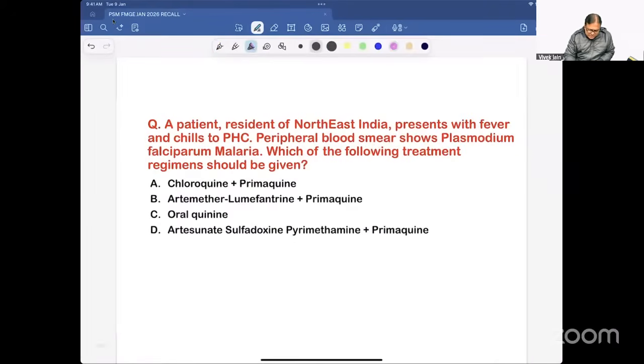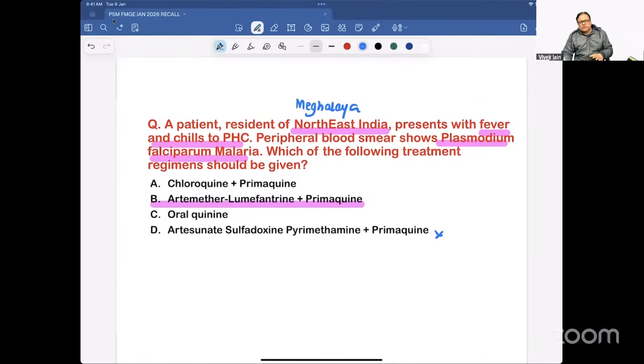Then there was a question. Patient of Northeast India, fever and chills, peripheral blood smear shows Plasmodium falciparum. So when they're saying Northeast, some students mentioned the state Meghalaya. So any state of Northeast was mentioned, and we are looking at Plasmodium falciparum. We cannot give ACT-SP. We will have to give artemether lumefantrine with primaquine, right? Primaquine. So artemether lumefantrine primaquine.